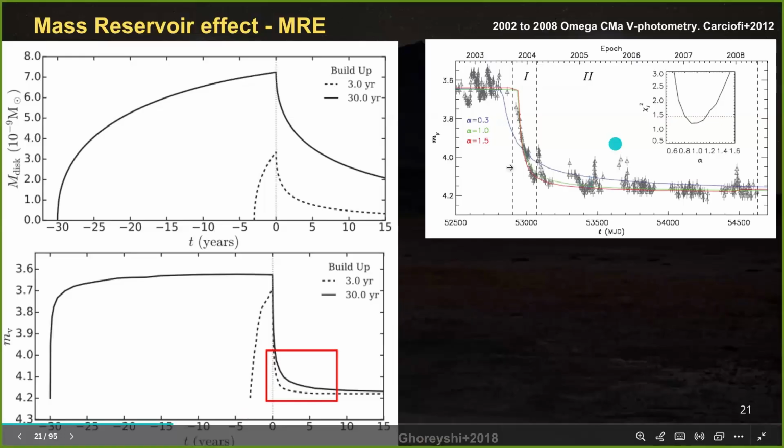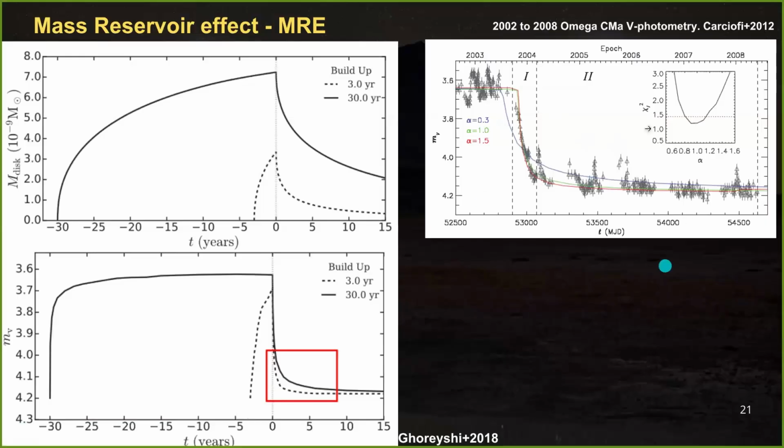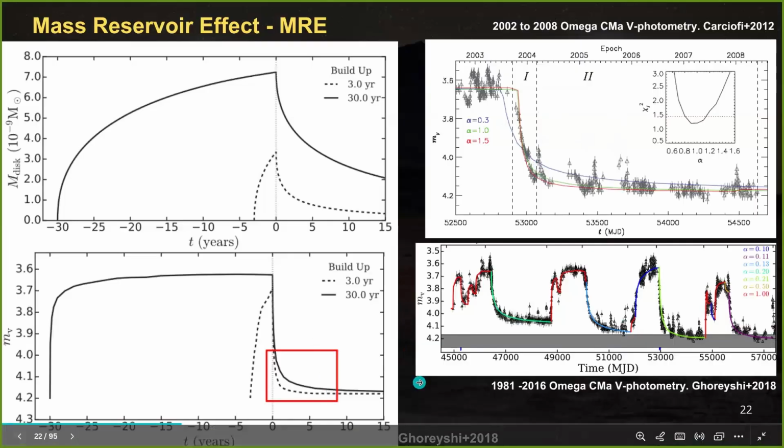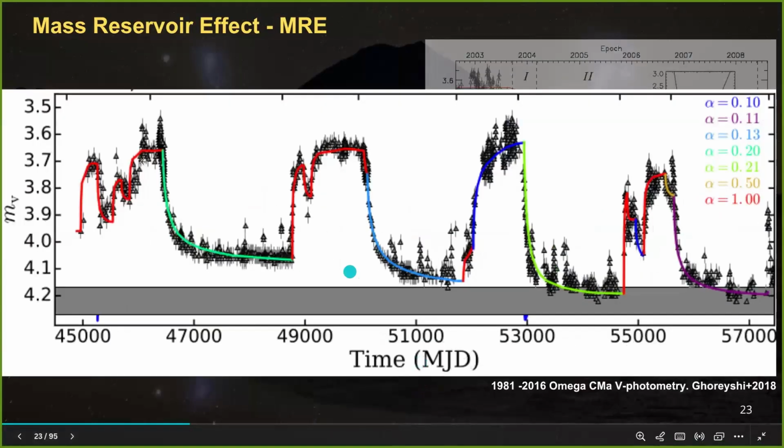That's why I come back to Omega CMa and compare it with a study of the same target that takes into account this mass reservoir effect. We see here that, as best as possible, the authors try to take into account the amount of mass that was already contained in the disk and use different viscosity parameters to try to reproduce the photometric variation, and they find a good agreement. They could reproduce it.